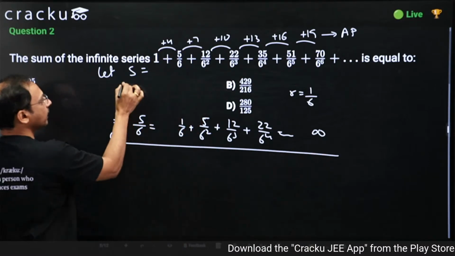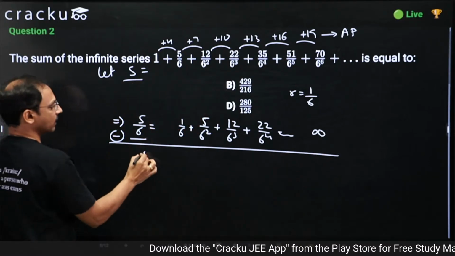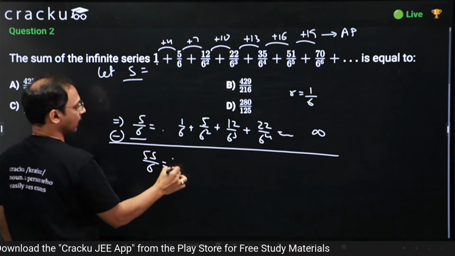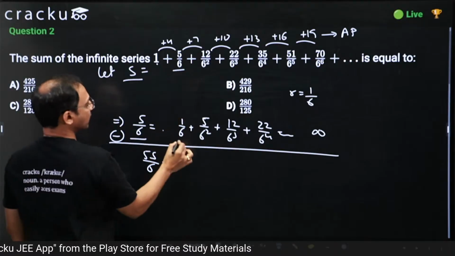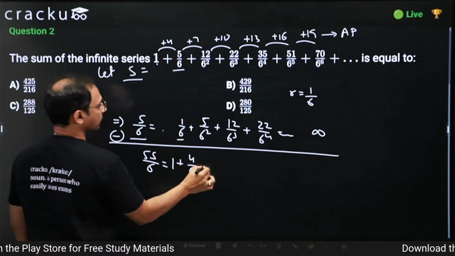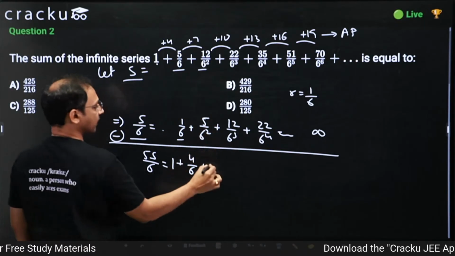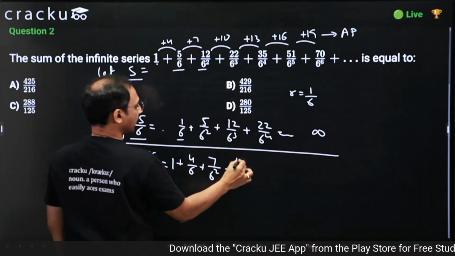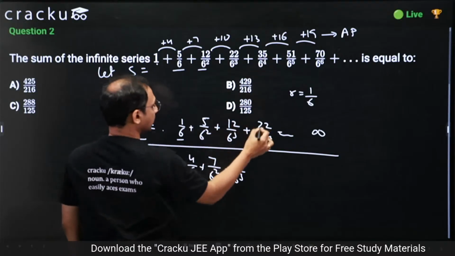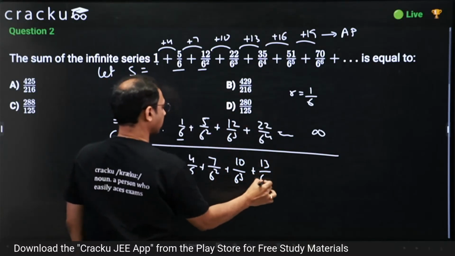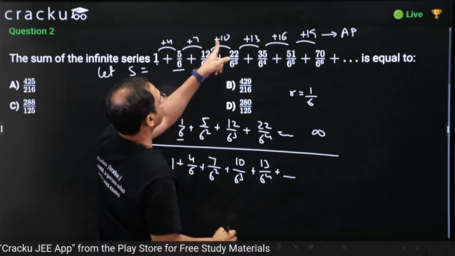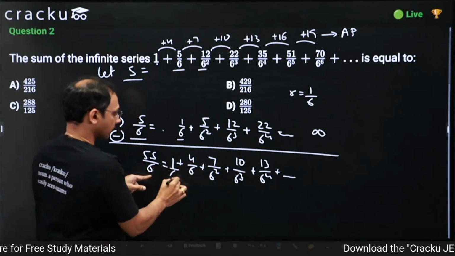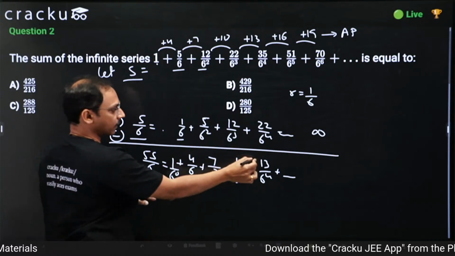When you subtract, S minus S by 6 will give me 5S by 6 is equal to 1 minus 0. I'll write 1. 5 by 6 minus 1 by 6 is 4 by 6. 12 minus 5 is 7. 22 minus 12 is 10. You will get like this. Here I'll get 13 and so on. You will get these numbers here. So now we have an AGP. 1, 4, 7, 10, 13.